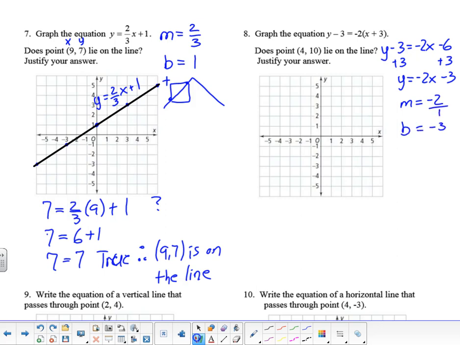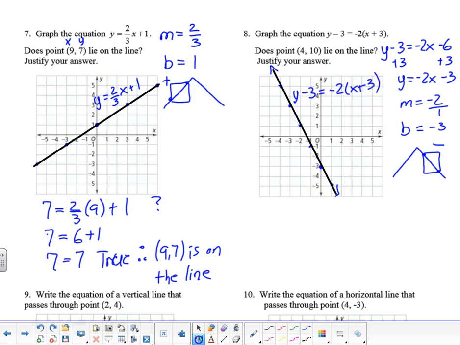We can write the negative 2 over 1. So we start on our y-intercept, down here at negative 3. And now the slope is negative, so that means I'm going to go down and right or up and left. Down to the right one, or up two and to the left one. Okay, so we have this one here. We can label that with our original equation, y minus 3 equals negative 2 times x plus 3.